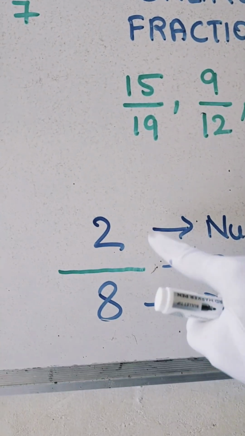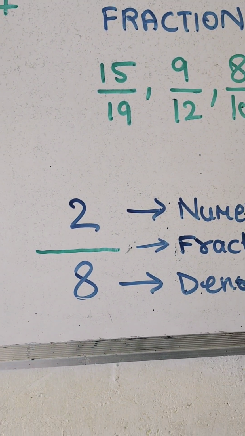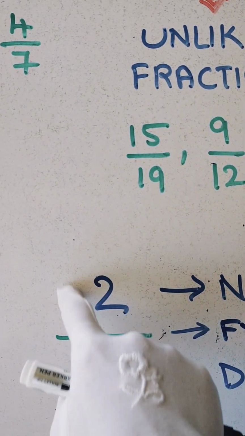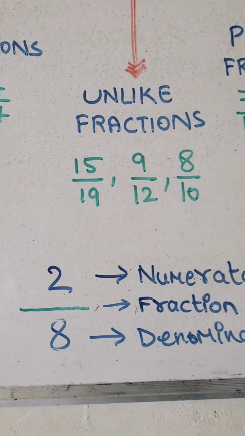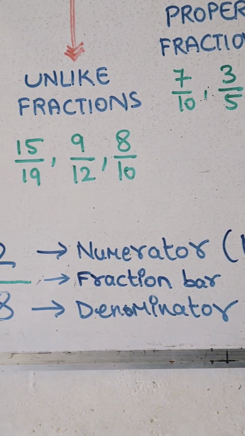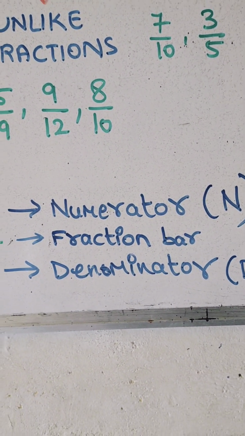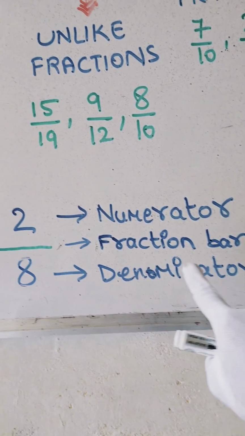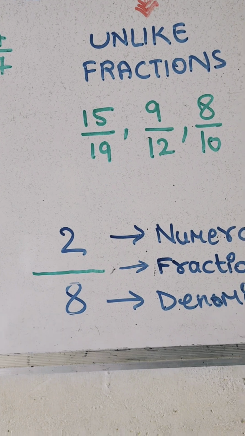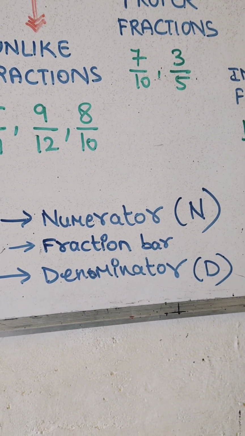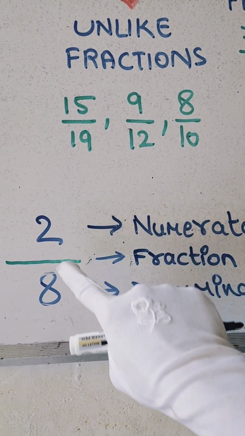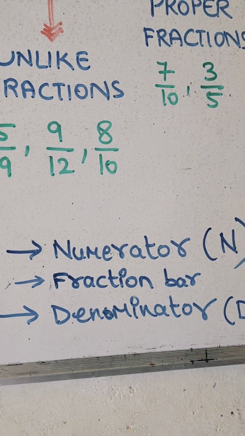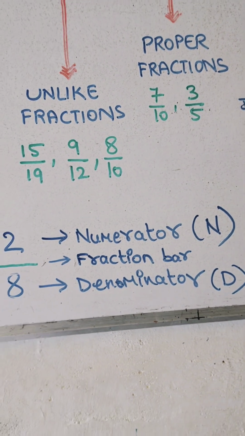Okay, see, it is represented like this. This is a fraction like 2 by 8. Please remember, this is the whole part and this is a part of it. The number at the top is called the numerator, and it is denoted by capital N. And the number at the bottom is called the denominator. It is denoted by capital D. And the line that separates them is called the fraction bar. So we have a numerator, a denominator, and a line that separates them called the fraction bar. Did you understand? These are the parts of a fraction.